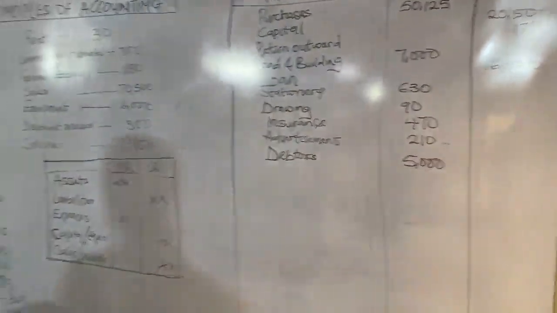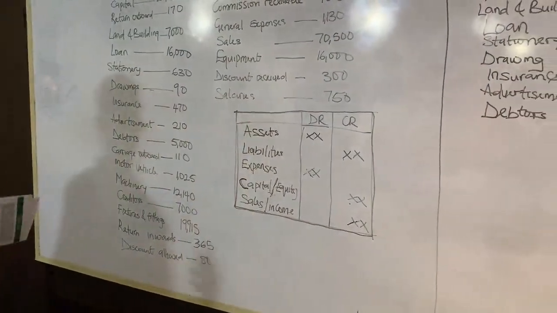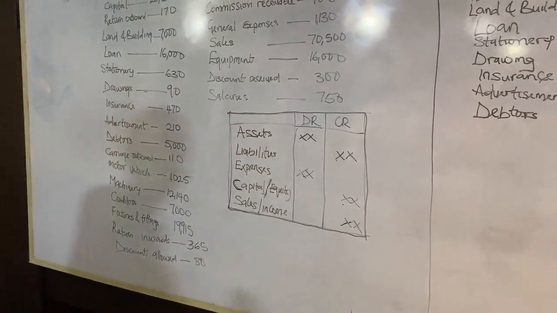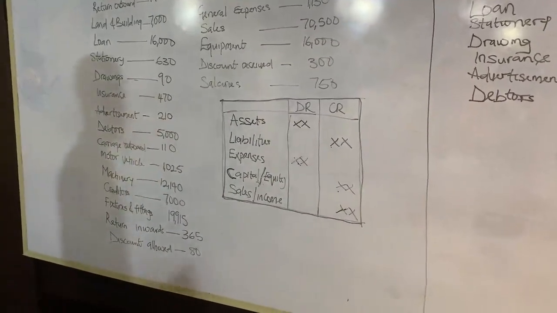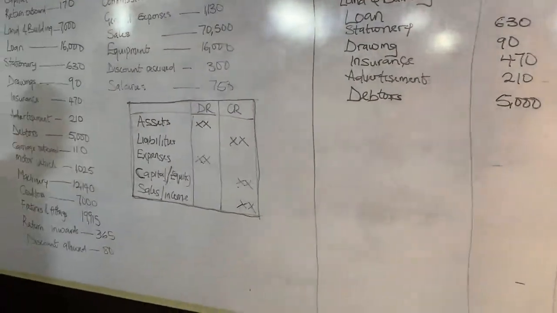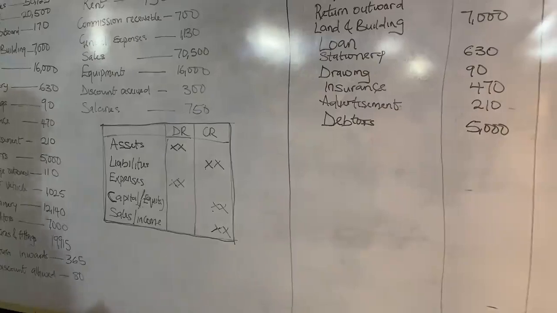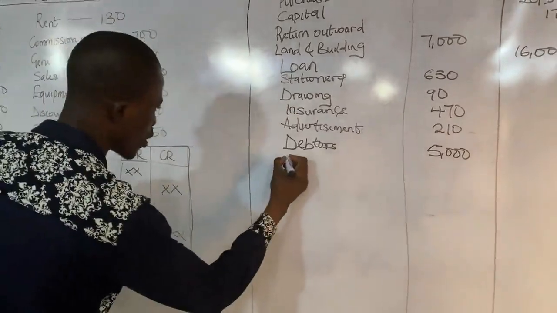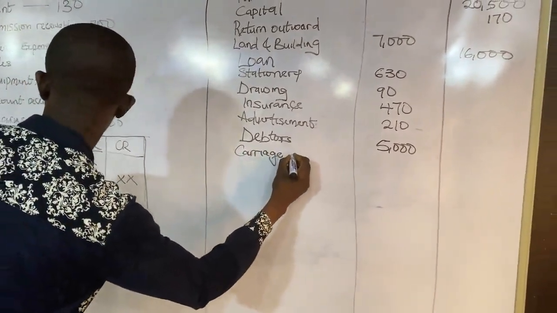Carriage outward. Carriage outward means that when you make a sale and you want to go and deliver to your customer, maybe the cost of transportation and everything. So it's an expense also. So that means for you to be able to deliver that sale, the goods, to your customer, all the expenses you made is also an expense. So, carriage outward.